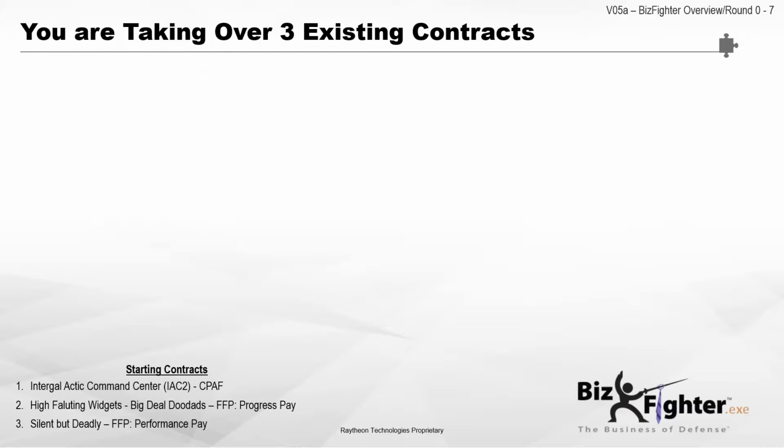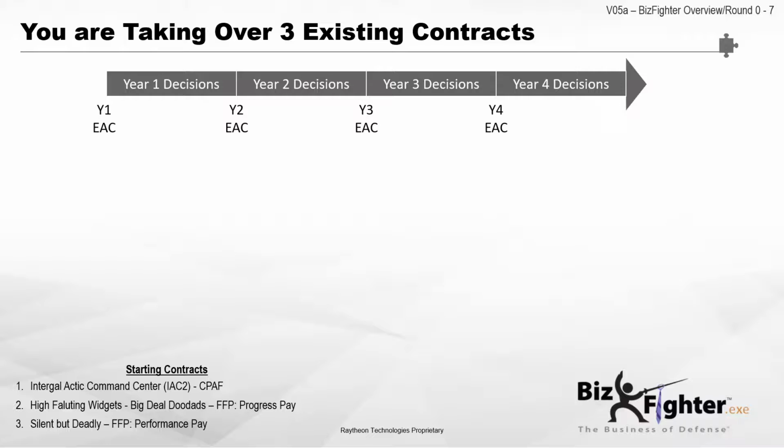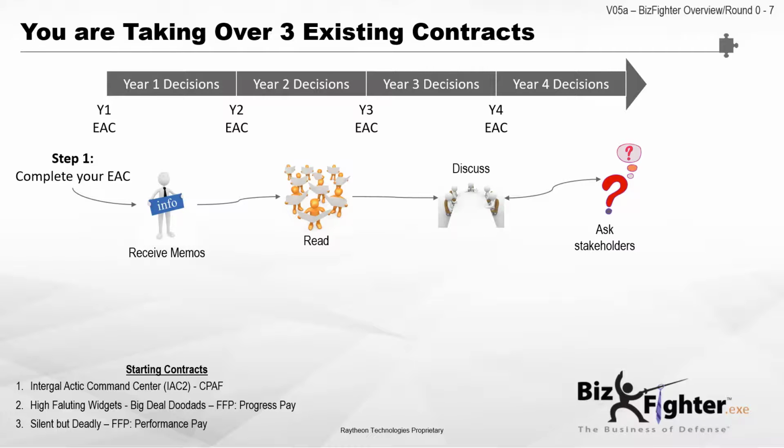So here's kind of in a flow diagram what the process is. You're taking over 3 existing programs, and these programs are already underway. And in each year, you're going to do the 2 steps. Step 1 is to complete your EACs for each of the 3 programs. You'll receive the memos, read the memos, discuss with your teammates. You can ask stakeholders questions.